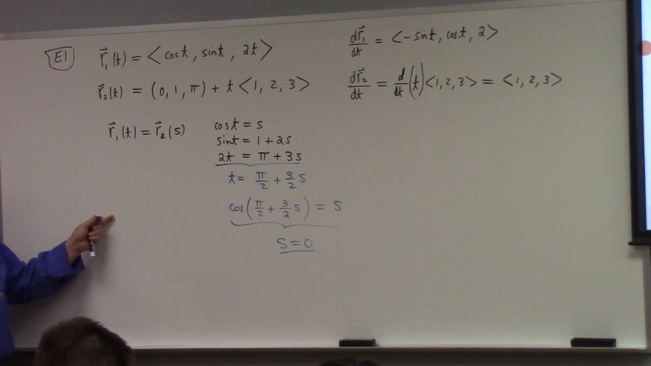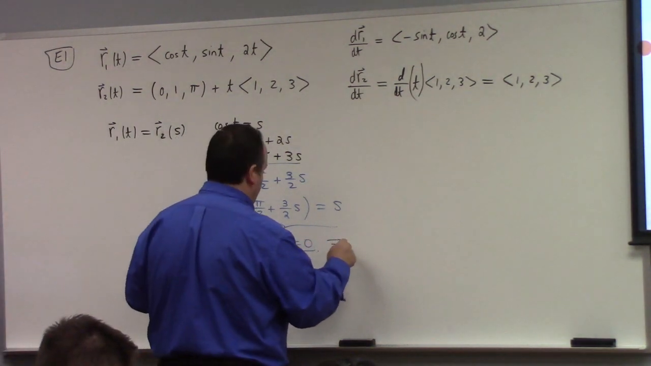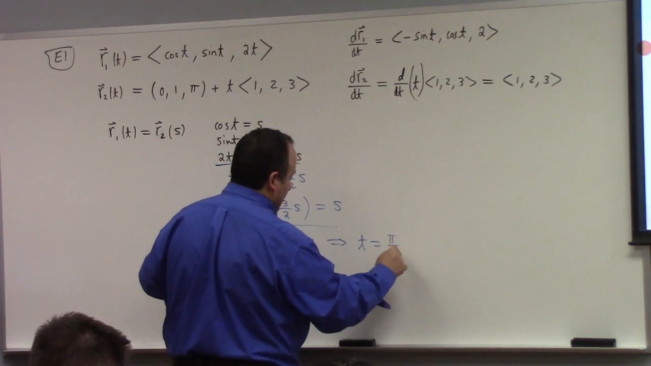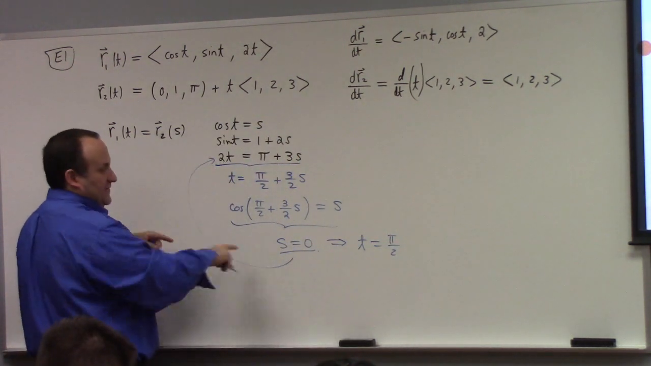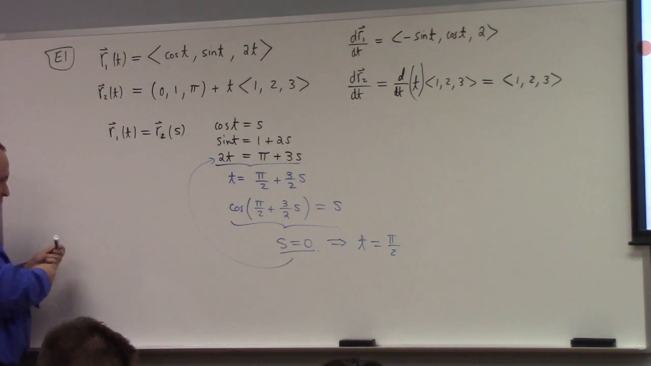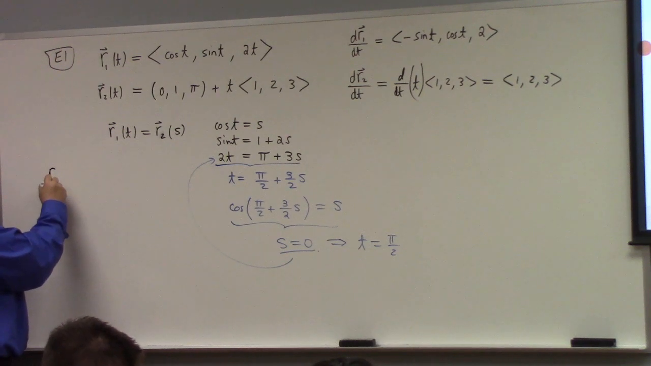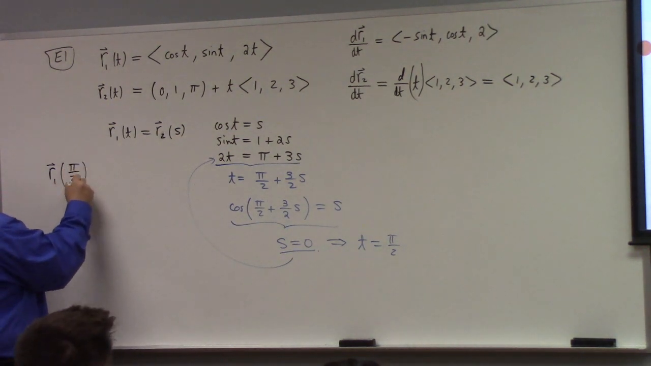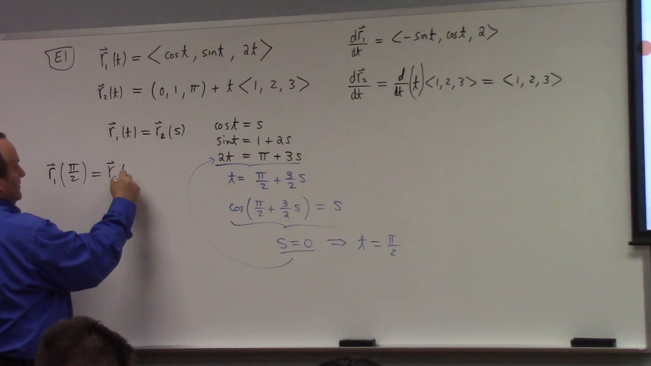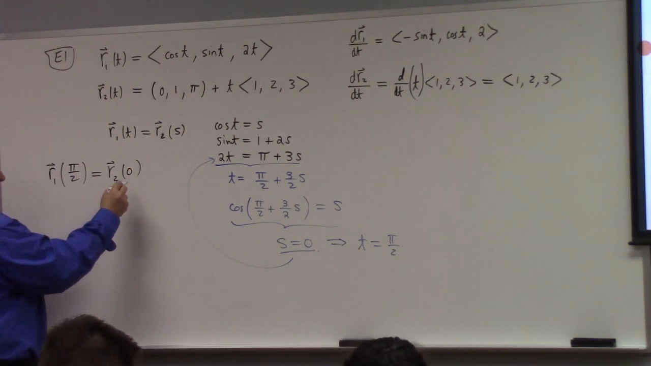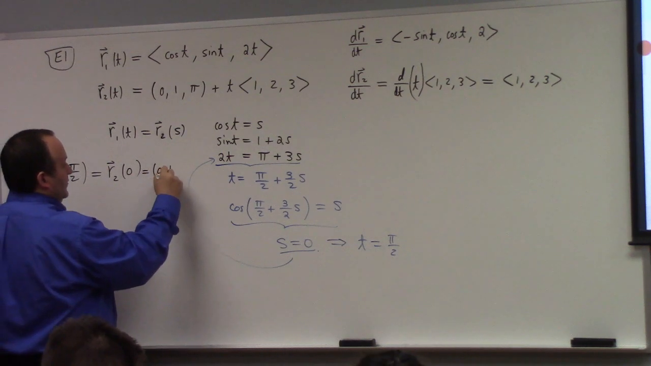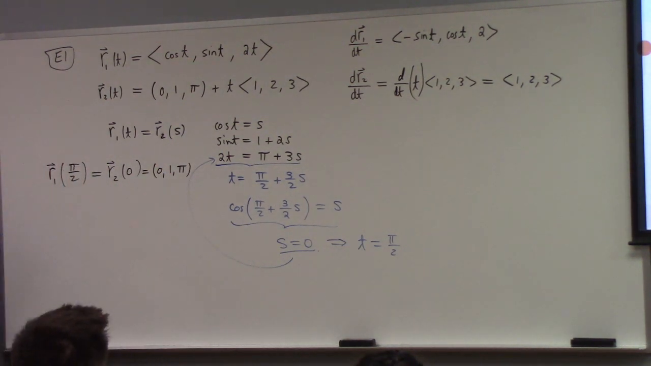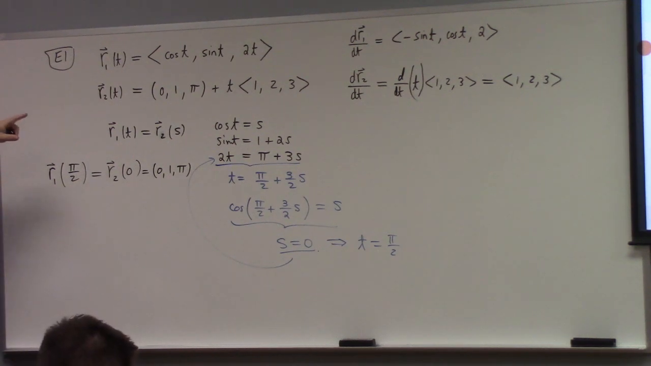If s is equal to 0, what's t equal to? Pi over 2. Yeah, t equals pi over 2, because you plug this back into that equation, it gives us that, right? So indeed, what's going on here is that R1 of pi over 2 is equal to R2 of what? Of 0, right? And these points are both, which point is it? It's the point 0, 1, pi, which is how I made up this example. What I did was I picked a point on my first curve and made a line that had that as its base point. If I did that, I knew they were going to intersect. That's how I made this example up, okay?